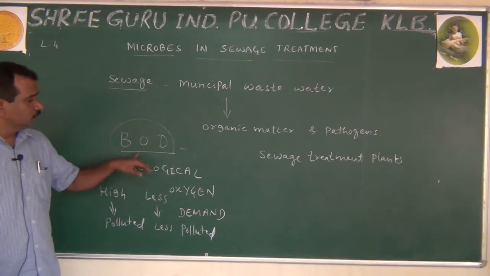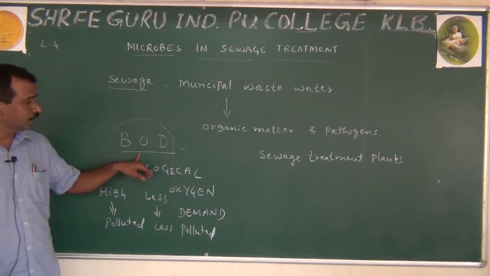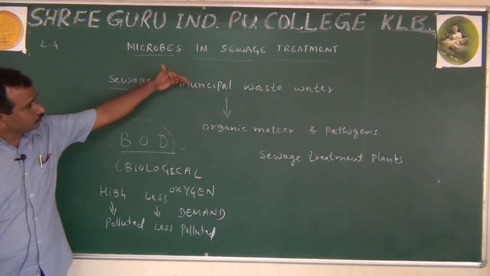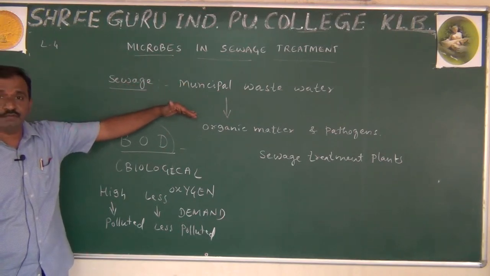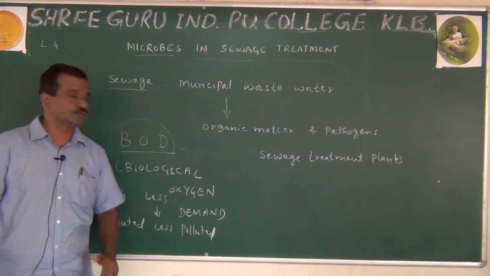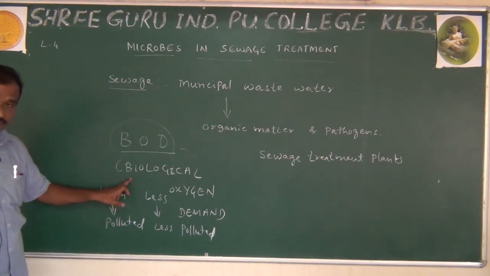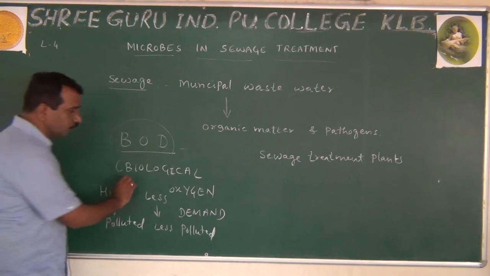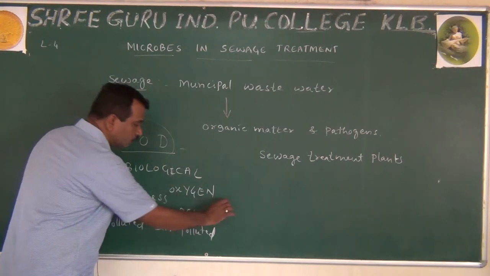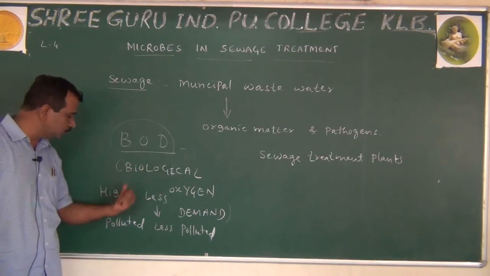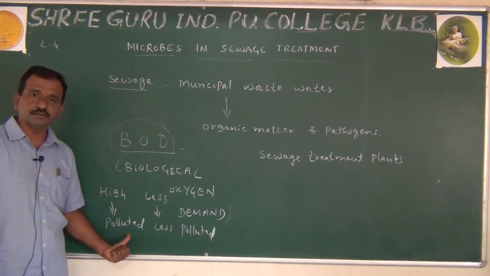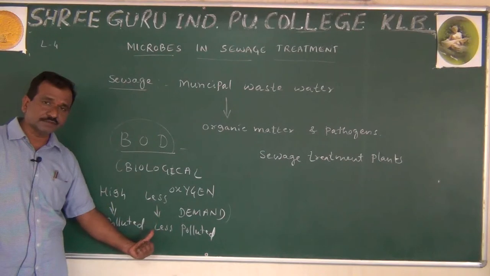Even now, whenever we are treating the water, frequently we have to test the BOD. Just remember that biological oxygen demand or biochemical oxygen demand is BOD. If the BOD is high, then water is polluted. If the BOD is less, water is less polluted.